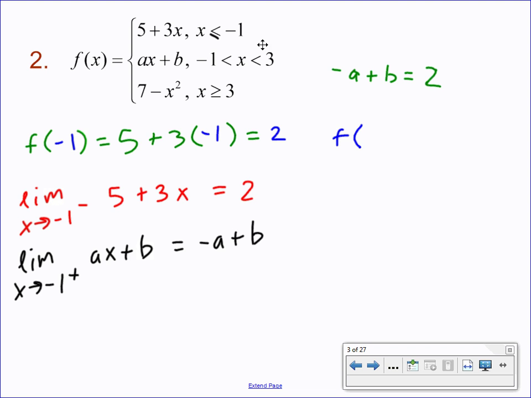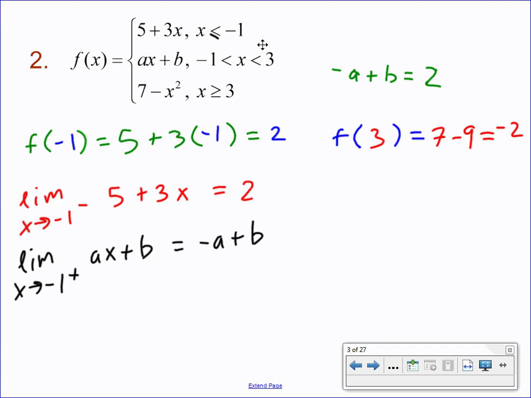Second breakpoint, f of 3. So let's see what that is. F of 3, I'll use the bottom definition. 7 minus 3 squared is 9, so 7 minus 9, is that right? Is negative 2? You guys get that? Negative 2? All right, so now what do we need to do?